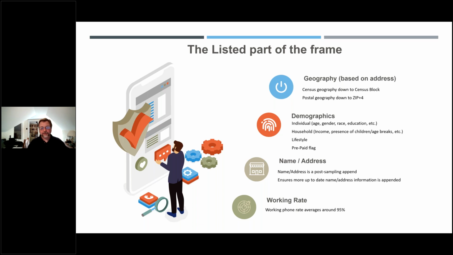Because the telephone number is working and it's constantly being updated, the ancillary data that we're associating with that telephone number is probably more up to date as well. So the geography and the demographics that we're providing along with the telephone number are probably going to be much more accurate than what's been available with other types of databases.